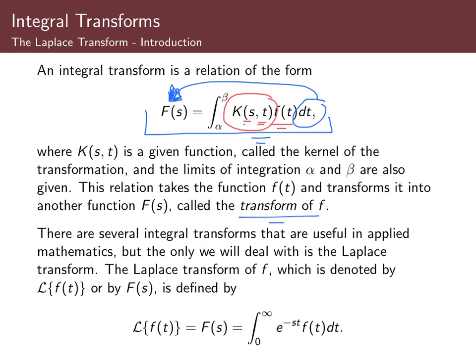And there are several integral transforms that are useful in applied mathematics. For example, some of you in physics have seen the Fourier transform. In this class, we will concern ourselves with the Laplace transform, where the kernel in this particular case, k of s,t, is given by e to the minus st. Okay, and so thus the Laplace transform of f is the integral from 0 to infinity of e to the minus st f of t dt. Okay, so the interval alpha beta there is 0 to infinity.